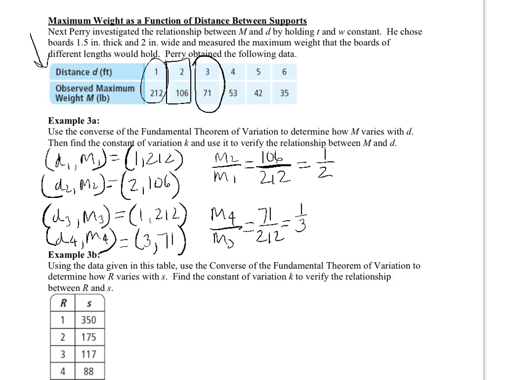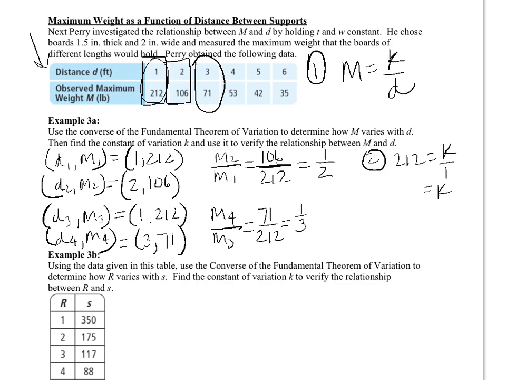So m varies inversely as d, and we could write it as m equals k over d. That would be our general variation equation. Now they want us to find that constant of variation, that k value. Step 1 is writing the equation. Step 2, let's plug in some points to solve for k. We're just going to use that first set of points. So if m is 212 when d is 1, then k equals 212.